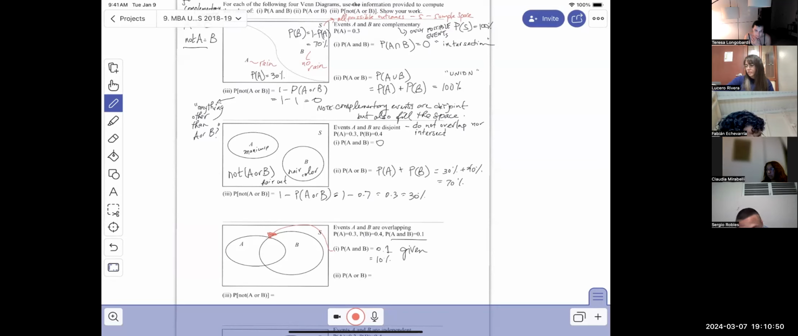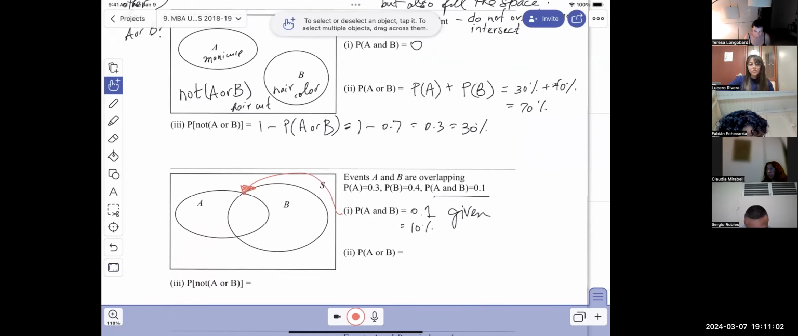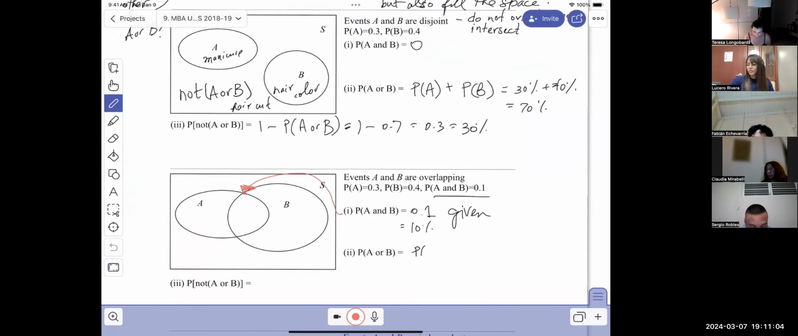What about A or B? How do I figure that out? I take the probability of A. Let me make this bigger. I add the probability of B, but there's a problem, because if I take this and then I add this, I double counted this. So I need to subtract that off, which I already have the number for. You notice if I didn't give you the number, you couldn't calculate this either.